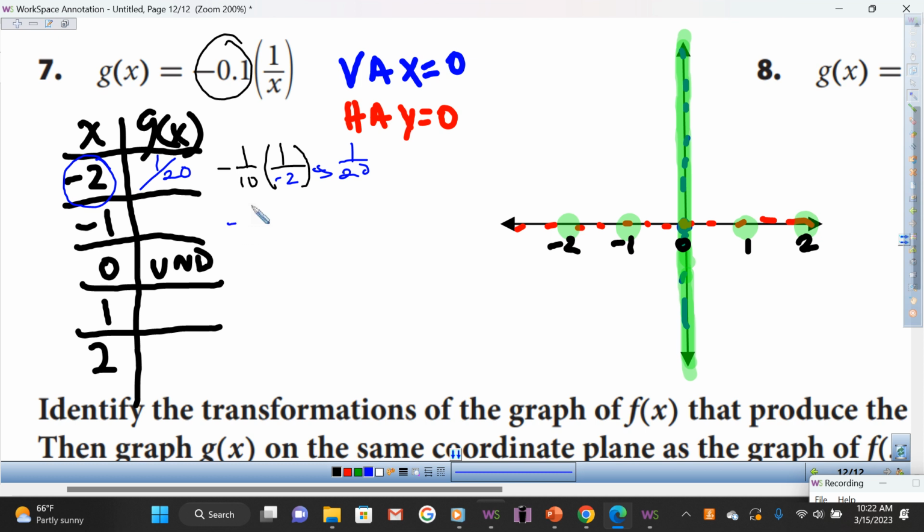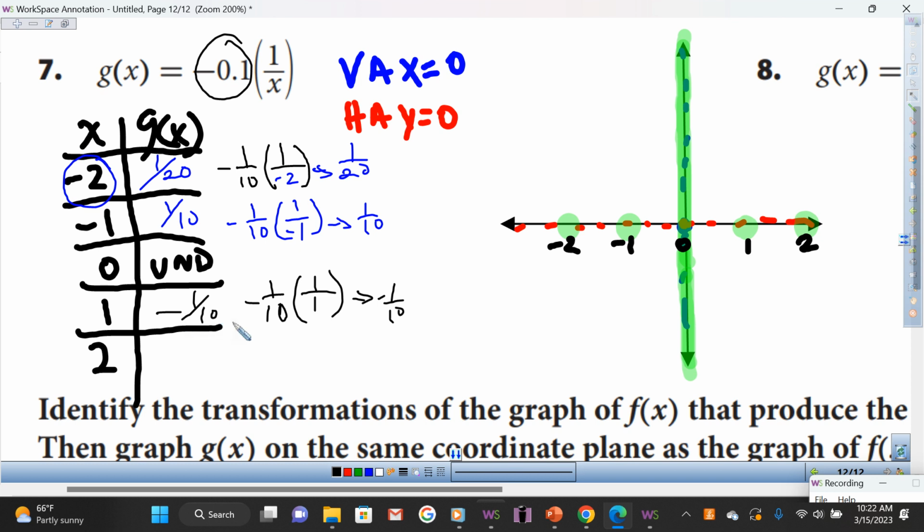Next, -1/10. What's my next value? -1. So what is 1 over -1? -1 times -1/10 is 1/10. Next, what is 1 over 1? 1, that's -1/10. And last but not least, -1/20, yes?